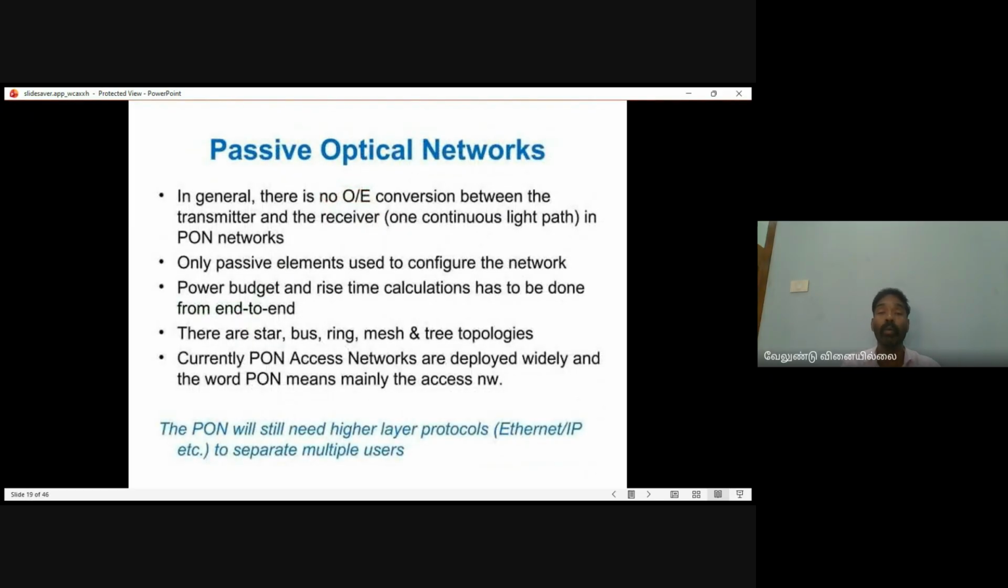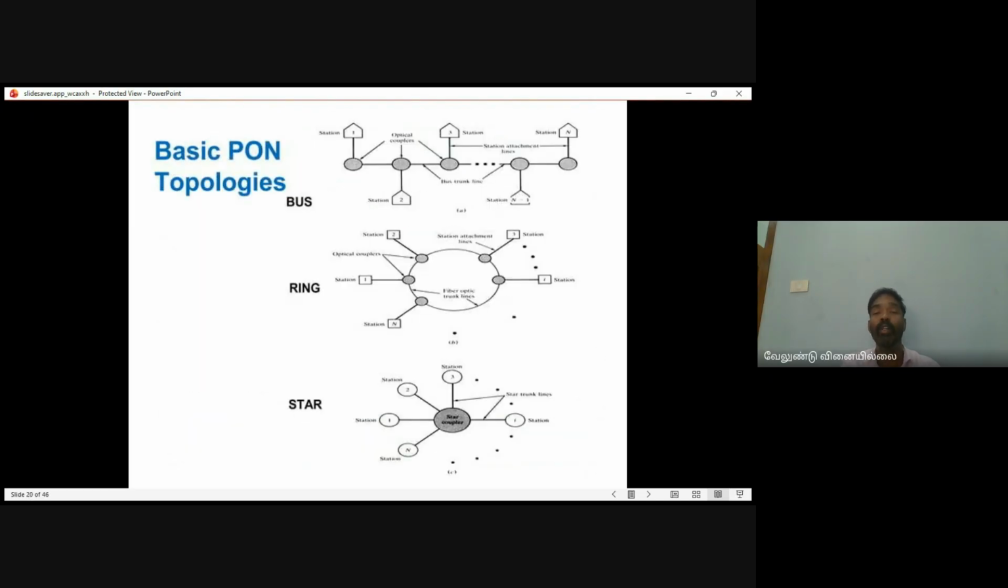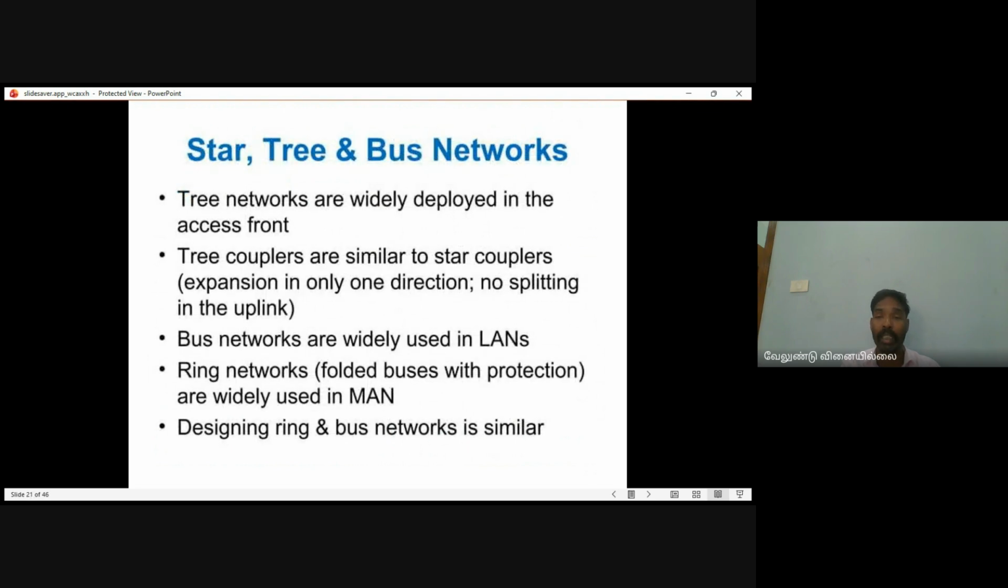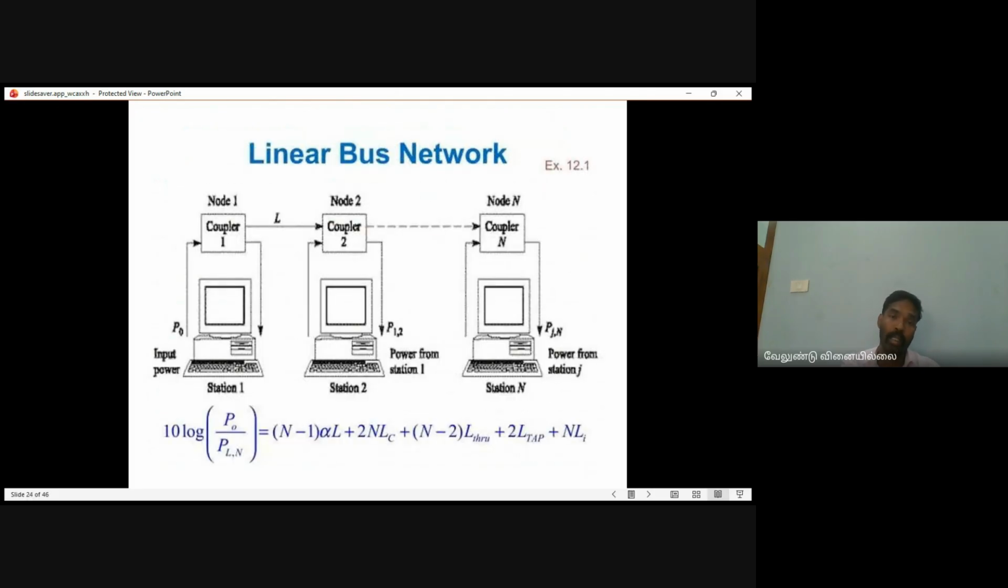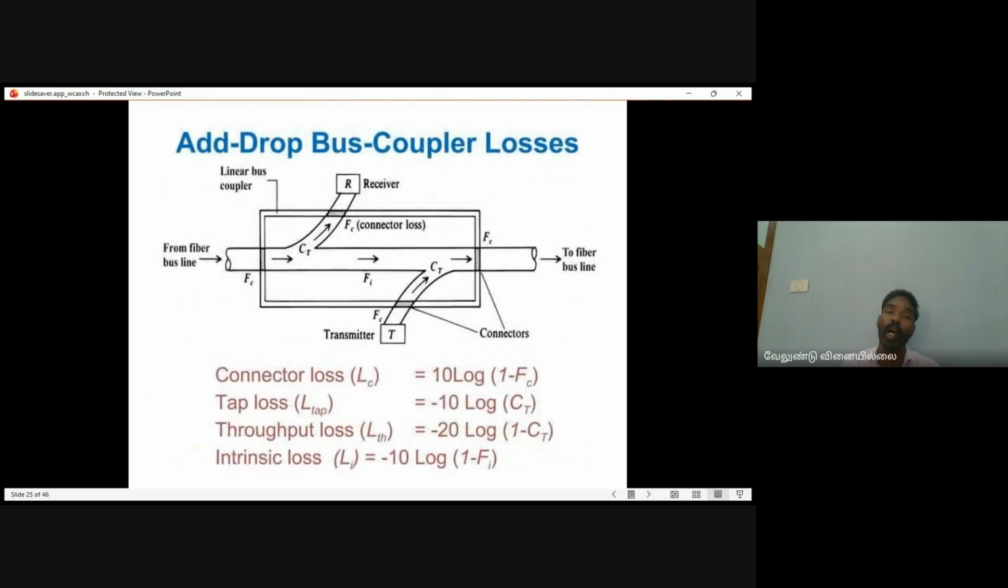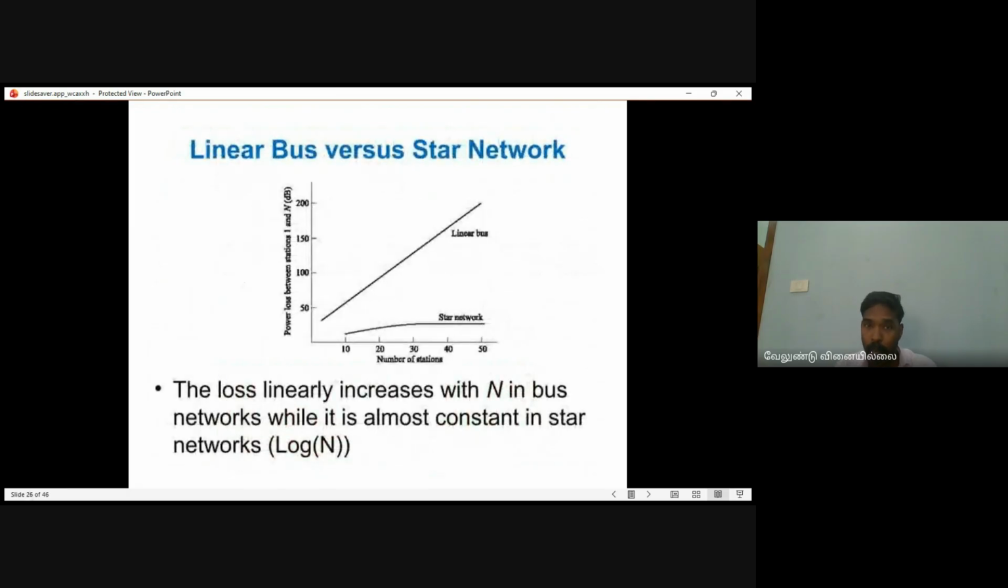This is a PON, passive optical network. In passive optical network there are different topologies: star, tree, and bus. Finally, the network elements are star coupler, add-drop bus coupler, switches, coupler and splitter, star network, linear bus network, add-drop bus coupler. It can handle different types of losses: connector, tap, and throughput losses. Linear bus versus star network shows that the star network has less power loss compared to the linear bus.